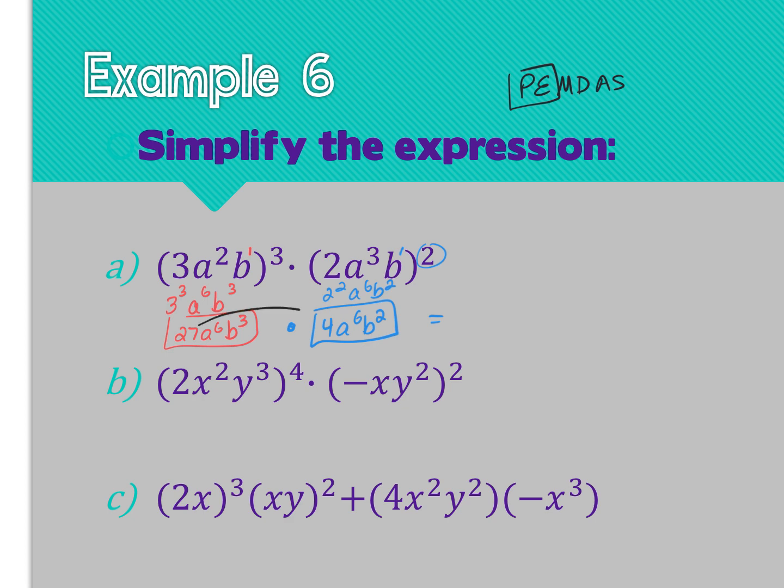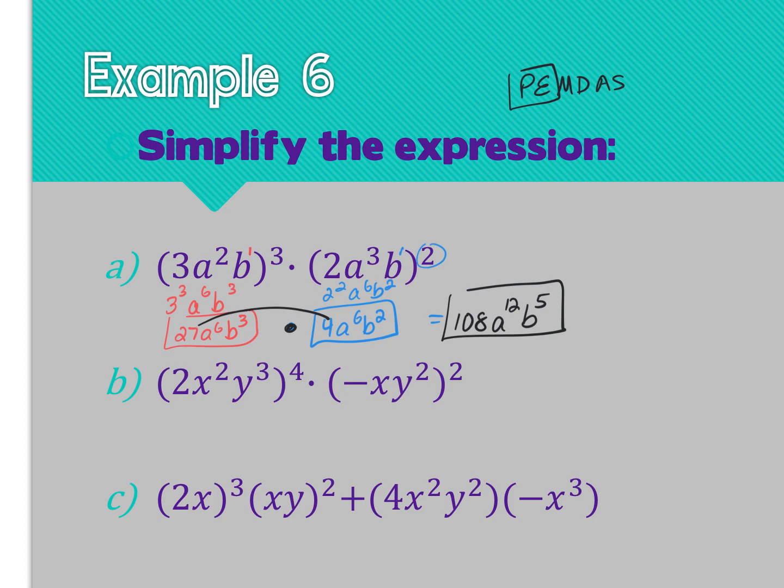So I've got 27 times 4 is 108, I think. And then I've got a to the 6th times a to the 6th is a to the 12. Remember, when we're multiplying, we add our exponents. And b to the 3rd times b squared is b to the 5th. And there's your final answer.